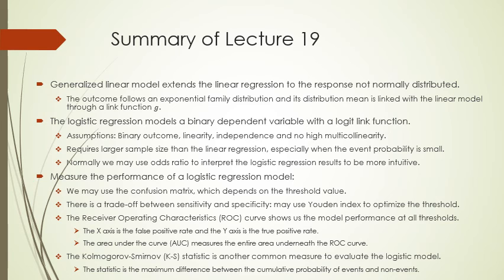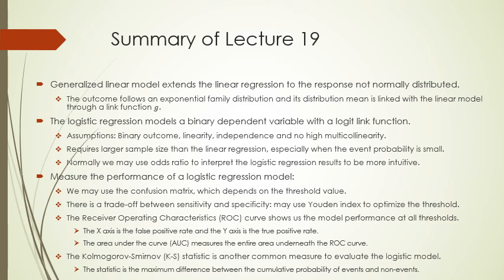We may use the confusion matrix to measure the performance of a logistic regression model. We notice that the confusion matrix and all the related measures depend on the threshold value. There is a trade-off between sensitivity and specificity. We may maximize the Youden index to optimize the threshold if sensitivity and the specificity are equally important to us. The receiver operating characteristic, ROC, curve shows us the model performance at all thresholds.